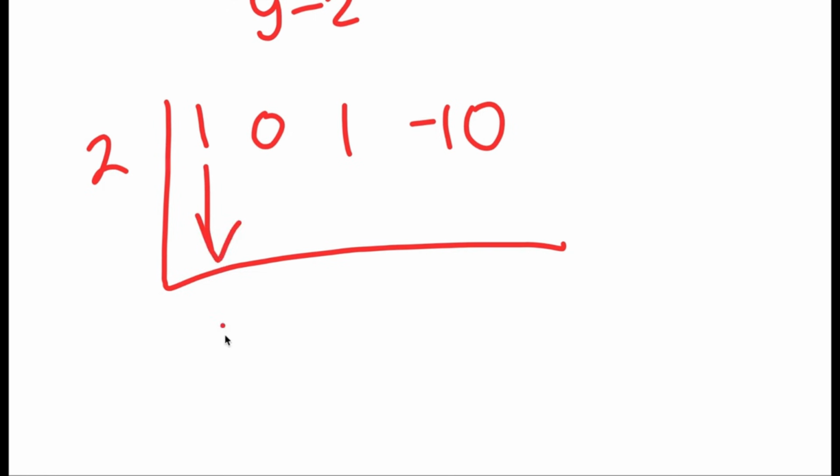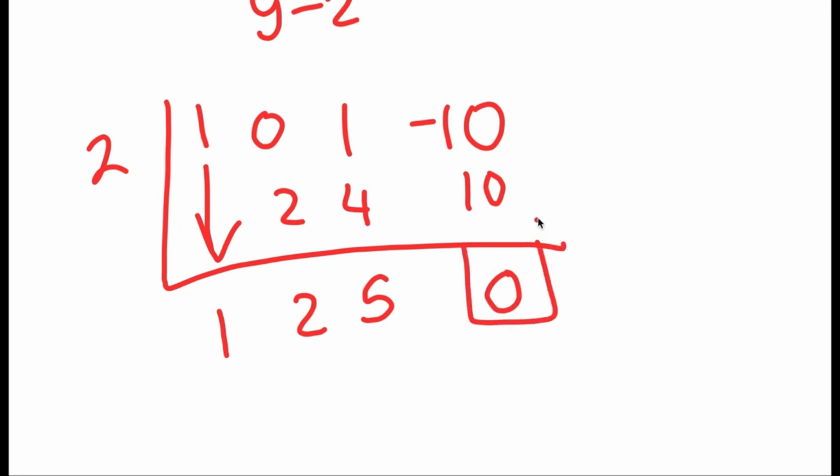So I'm going to first start by moving down my 1. 2 times 1 is 2. 0 plus 2 is 2. 2 times 2 is 4. 1 plus 4 is 5. And 2 times 5 is 10. Negative 10 plus 10 is 0. So I have a remainder of 0.